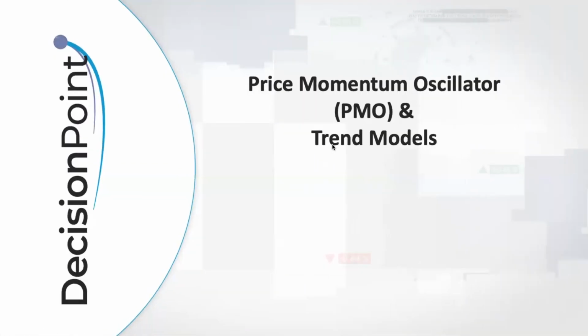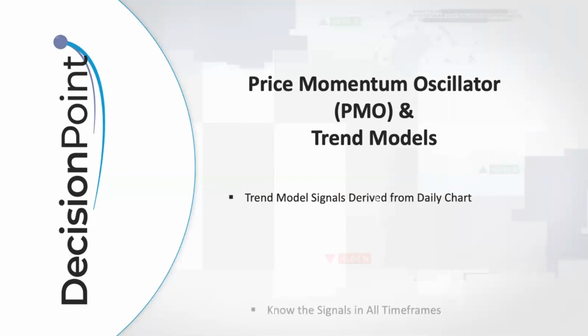All right, so let's look at the price momentum oscillator and the trend models, because I think these are really important. They are those indicators that I use on every single chart at every single time horizon. So the trend models are pretty easy, because the short, intermediate, and long-term trend model signals are derived simply from a daily chart. So you don't have to go any further. That's going to tell you your short, intermediate, and long-term trends.